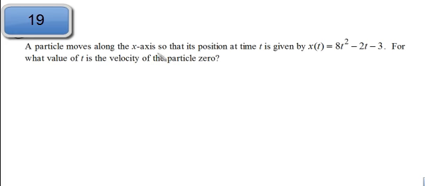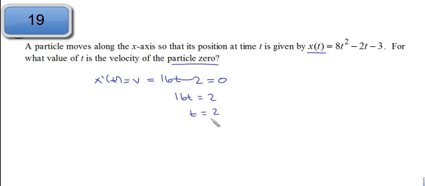Okay, a particle moves along the x-axis. The position at time t is given by x of t. For what value of t is the velocity of the particle equal to 0? So remember that the velocity is equal to the derivative. So the derivative would be 16t minus 2. We want to know when that is going to equal 0. We have 16t equals 2, or t equals 2 over 16, which is 1 over 8. So at t equals 1 over 8, the velocity is going to be equal to 0.